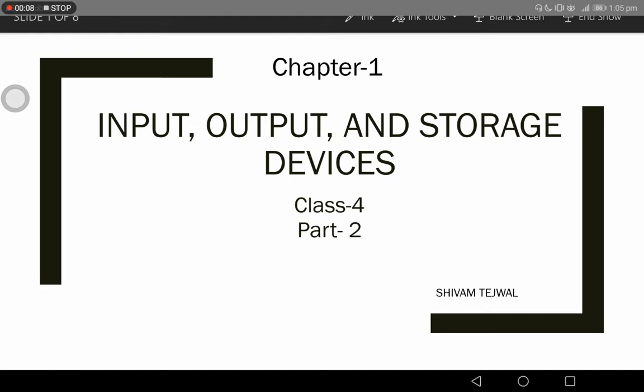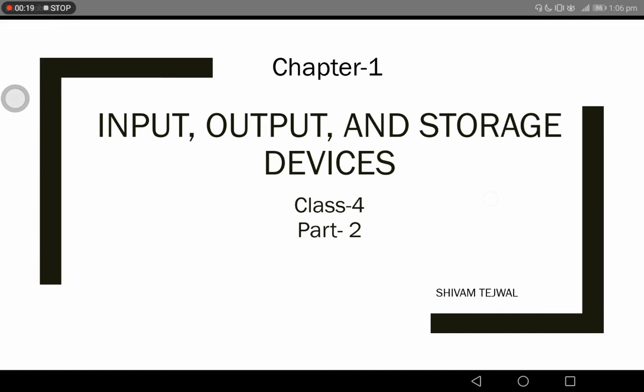So as we are discussing our chapter number 1, which is input, output and storage devices. In the first class we discussed input and output devices. Today we will discuss our storage devices. So without wasting any time, let's start.